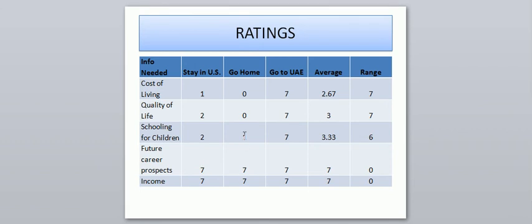The same can apply at home. I have an idea about the cost of living because I just came from there. I have about the quality of life because I lived there all my life. Schooling for children, I have the same idea, but I still don't have an idea about the future prospects and income. Now, after being away for 1 year, as for the United Arab Emirates, I have no idea about anything, therefore information need is immediate, hence it's ranked at 7.